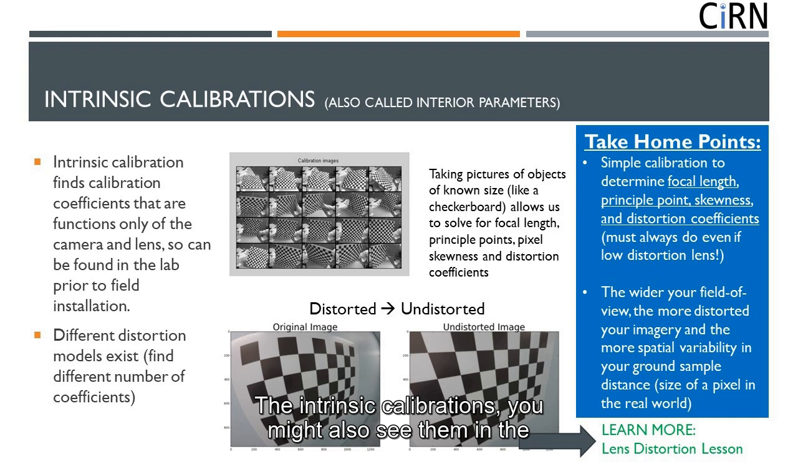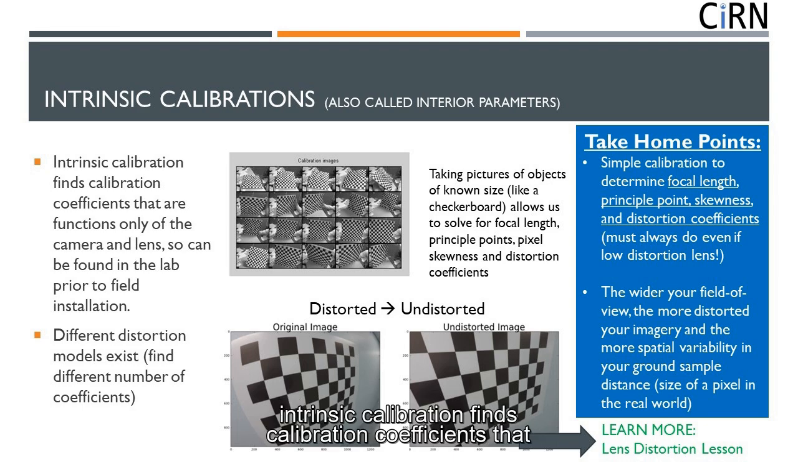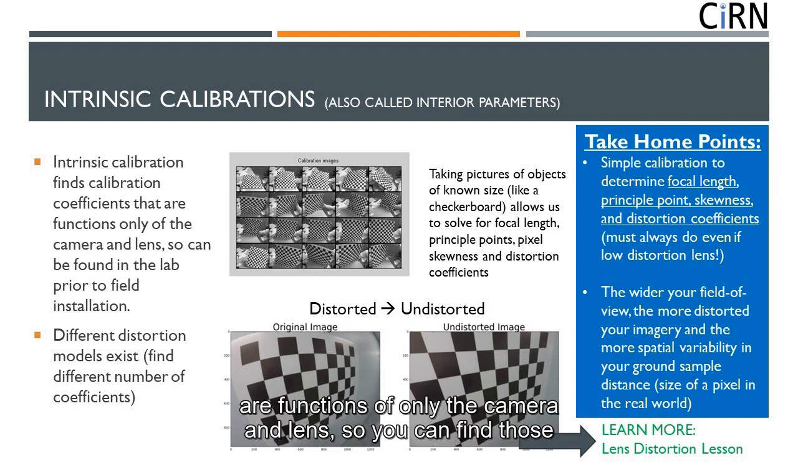So intrinsic calibrations, you might also see them in the literature referred to as interior parameters. As with any field, there are oftentimes a lot of names for the same thing. We use intrinsics as our nomenclature within CIRN. So an intrinsic calibration finds calibration coefficients that are functions of only the camera and lens. So you can find those ahead of time in the lab prior to going out into the field.